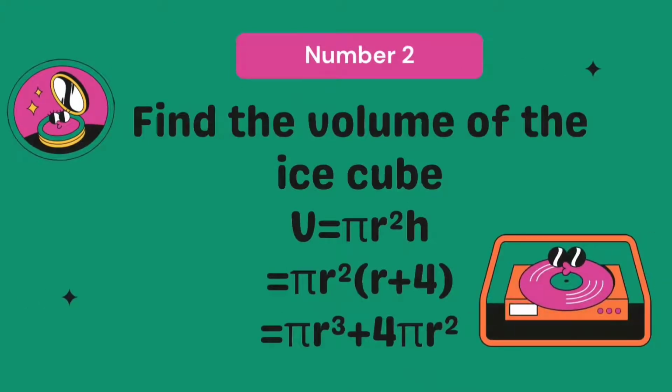The second one is we are going to find the volume of the ice cube. We are going to use the formula for volume, which is V equals pi r squared h, and we are going to put the h term in the formula, which is pi r squared times r plus 4, and then expand it, and we get pi r cubed plus 4 pi r squared.